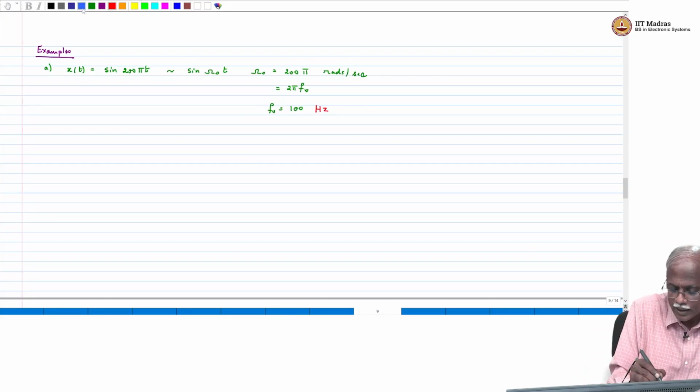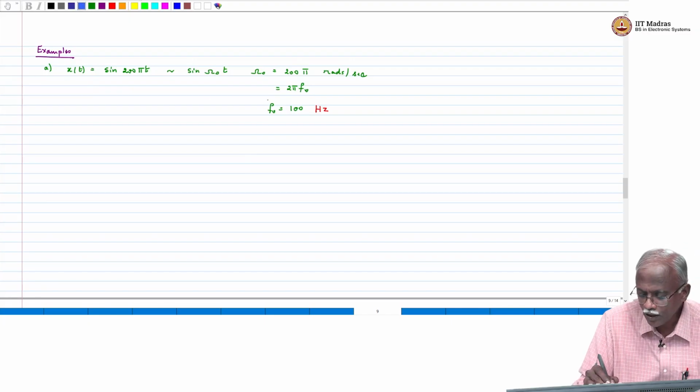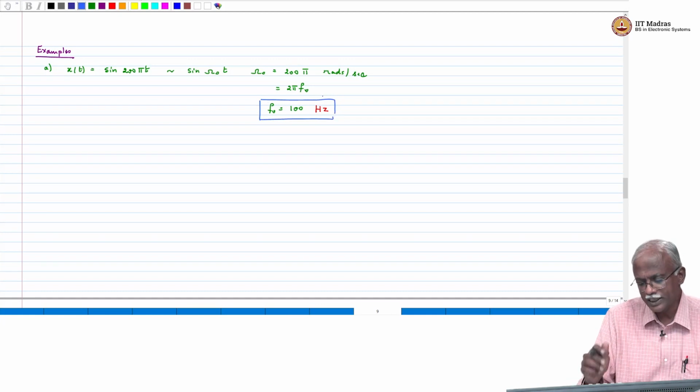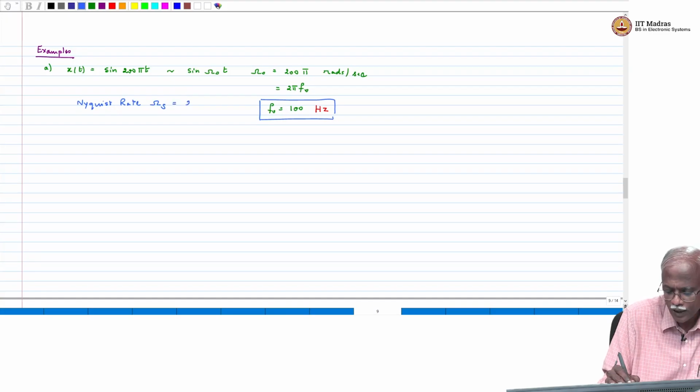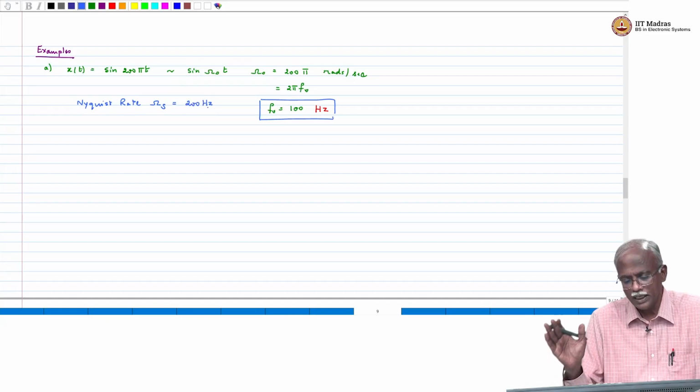Now, the Nyquist sampling theorem says to look at the highest frequency which is present in your signal. In this case, there is only one frequency present, that is at 100 hertz. So the Nyquist rate, the sampling frequency, must be equal to 200 hertz. Hope you are comfortable with that.